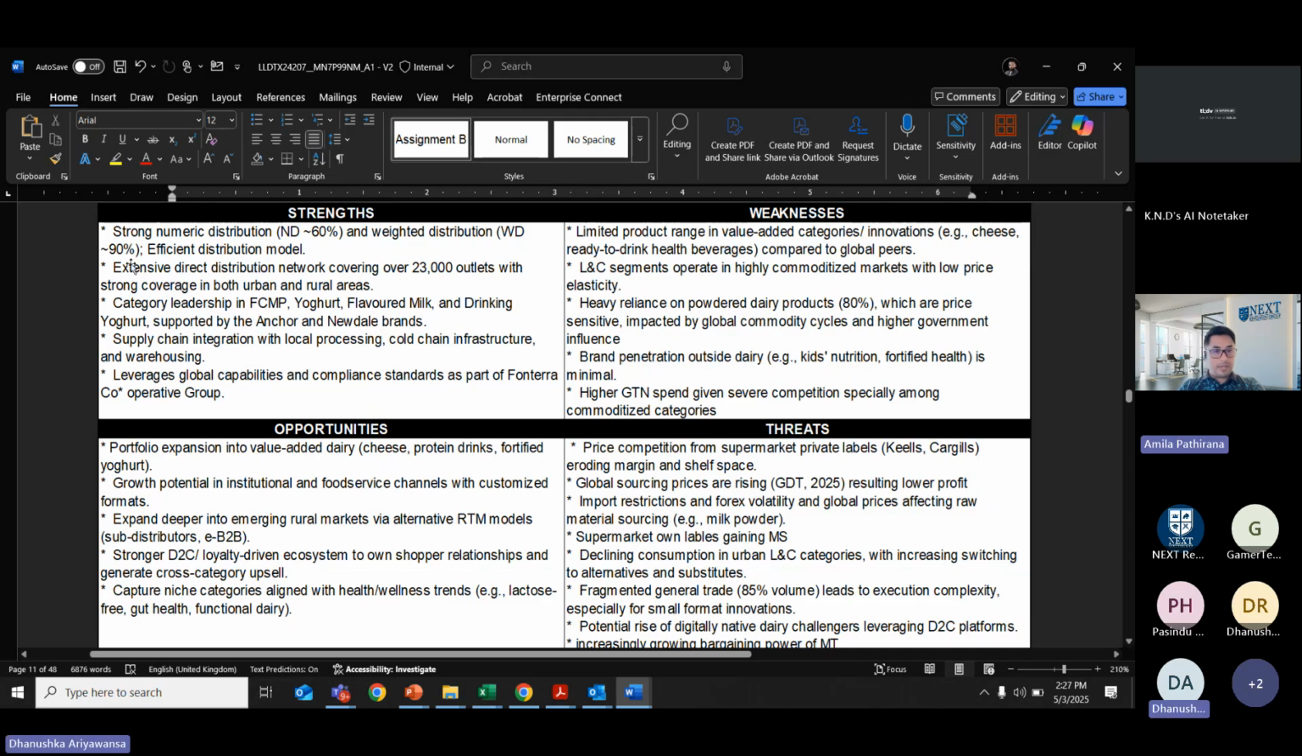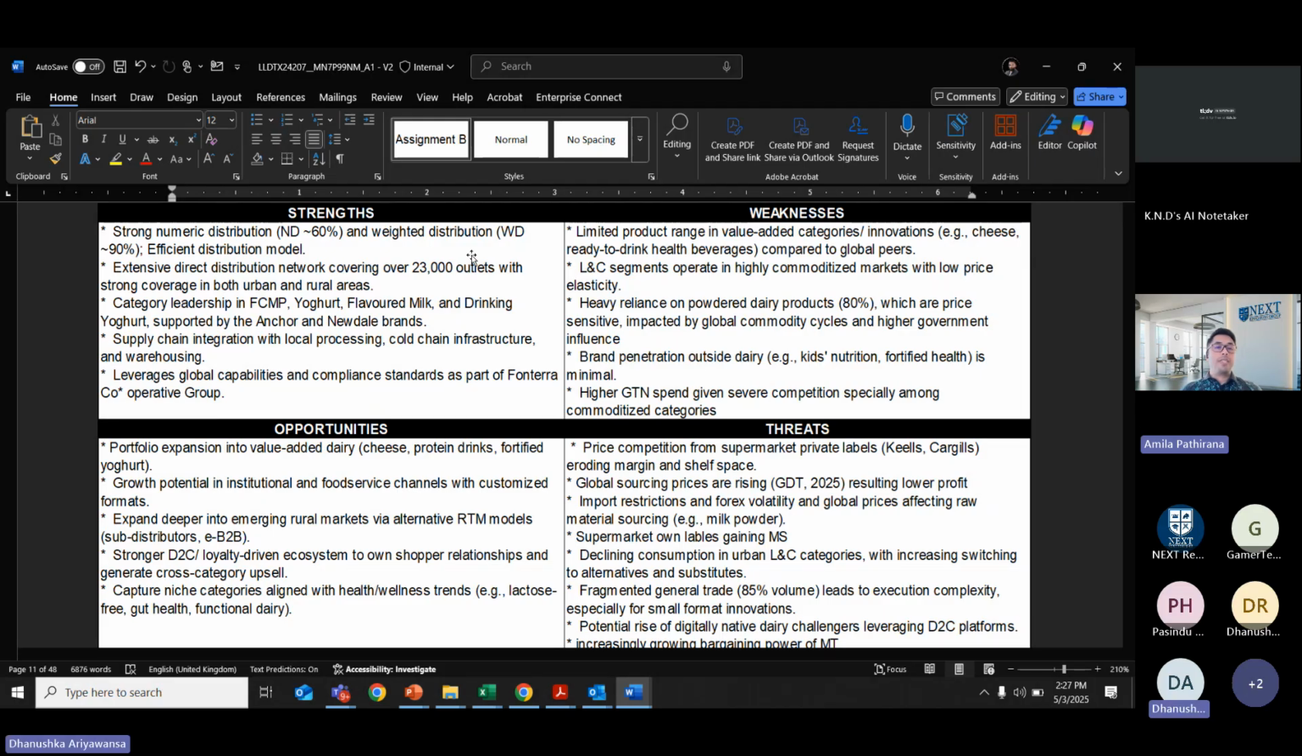Amila. I think it's my fault. I put it in two different points. So actually, numeric distribution means the outlet coverage is 60% of the total base of the country, whereas weighted outlets, the key, high contributing outlets, 90% we are covering with this 23,000. I think I'll have to make it one point so that it's clear. You can most probably say in Sri Lanka this is how much it is, and out of that, FBL covers this much, because you are showing why it's a strength, right?